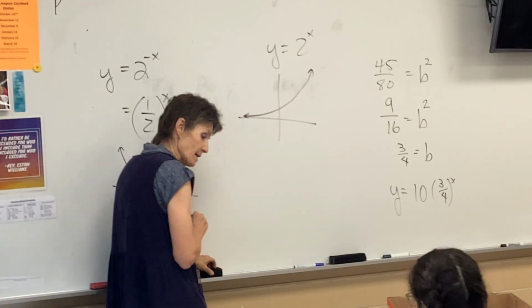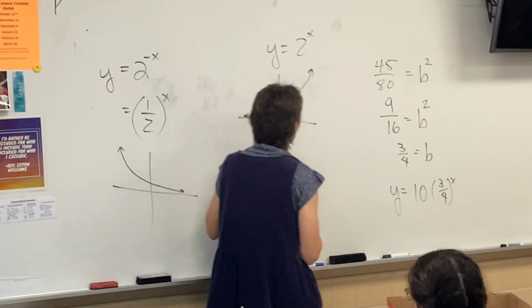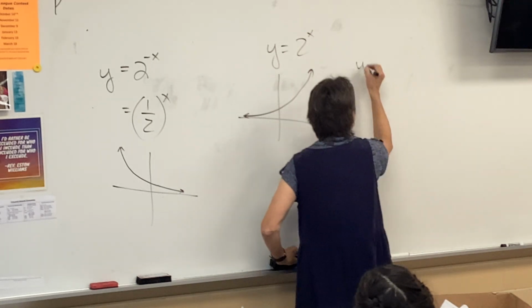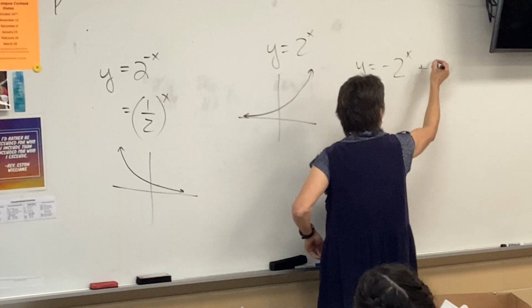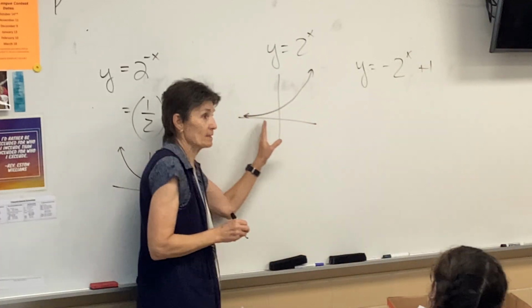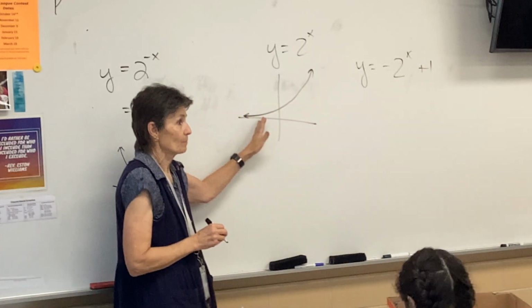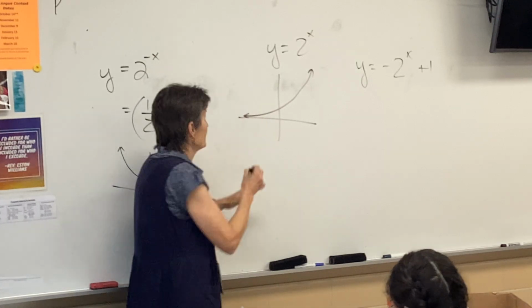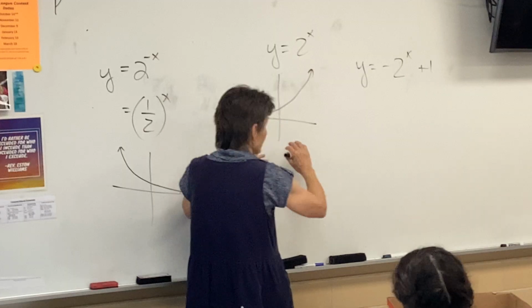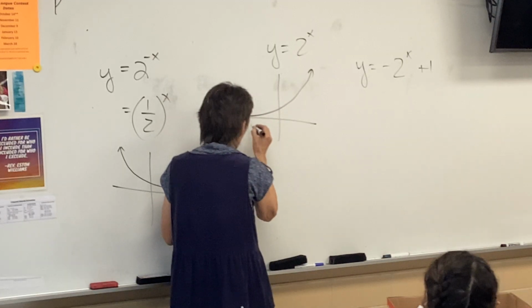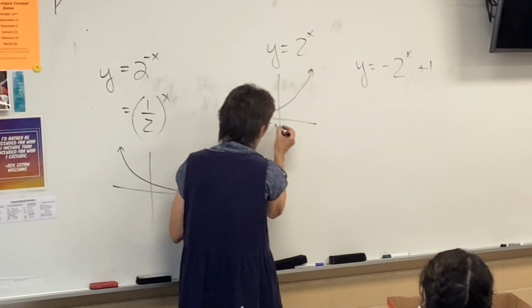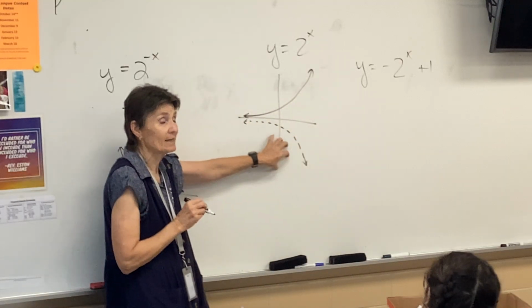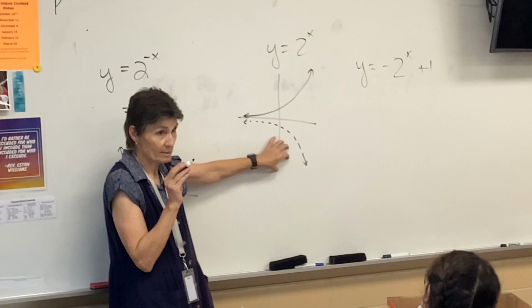Now the next one says negative 2 to the x plus 1. Well, I'm gonna leave this here for reference. Isn't this 2 to the x? What happens when you put a negative out in front of it? It goes like this. So it's gonna look like that. Would everybody agree that is negative 2 to the x?